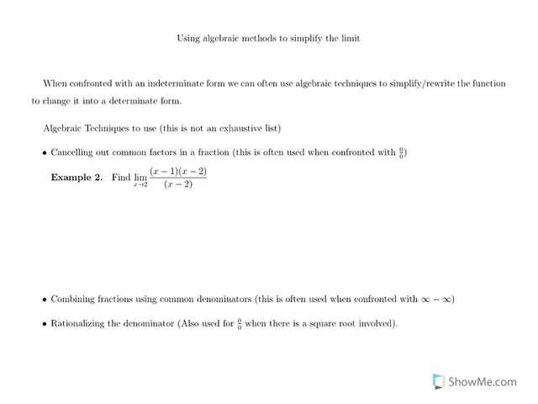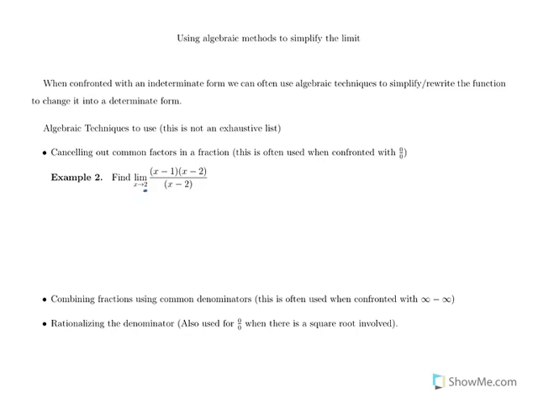So here are 3 techniques we're going to use, and please know this is not an exhaustive list. It would take way too much time to write an exhaustive list because we basically have to take care of every single algebraic technique that you've ever learned, as different things could be used for different functions. There's no one right way of doing things. But here are 3 common things that we are going to use. The first is we can cancel out common factors in a fraction. And note this is often used when confronted with the indeterminate form 0 over 0. So let's see what happens.